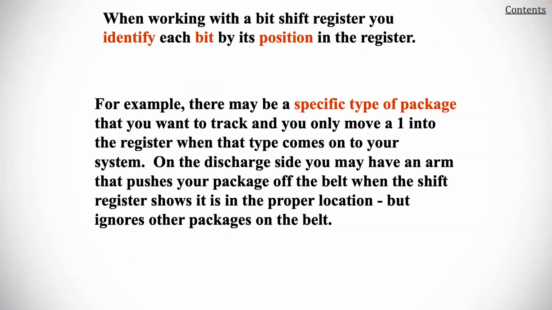When working with a bit register, you identify each bit by its position in the register. For example, there may be a specific type of package that you want to track, and you only move 1 into the register when that type comes onto your system. On the discharge side, you may have an arm that pushes your package off the belt when the shift register shows it in the proper location, but ignores other packages on the belt.